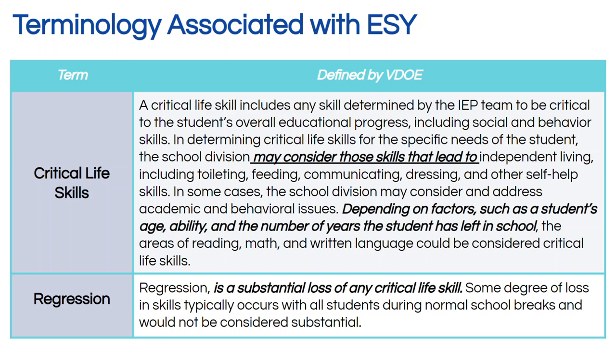Let's now look at the common terms associated with ESY defined by VDOE. First, critical life skills. A critical life skill includes any skill determined by the IEP team to be critical to students' overall educational process, including social and behavioral skills. In determining critical life skills for the specific needs of the student, the school division may consider those skills that lead to independent living, including toileting, feeding, communicating, dressing, and other self-help skills.